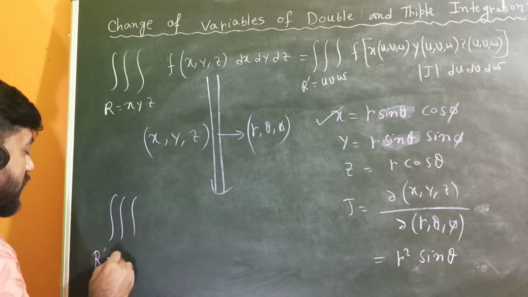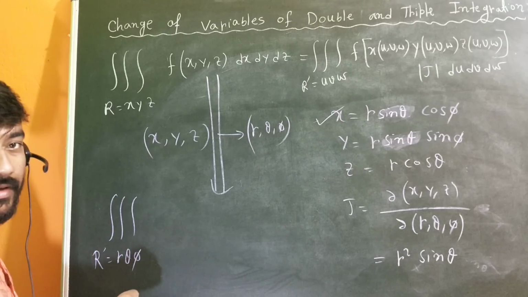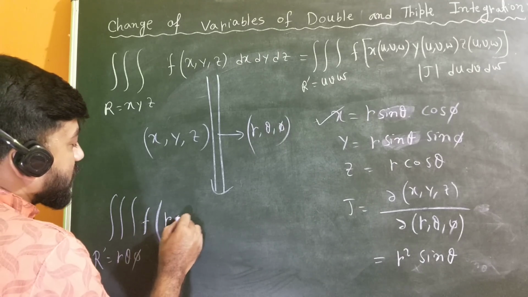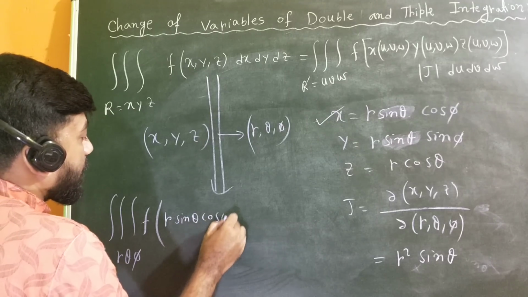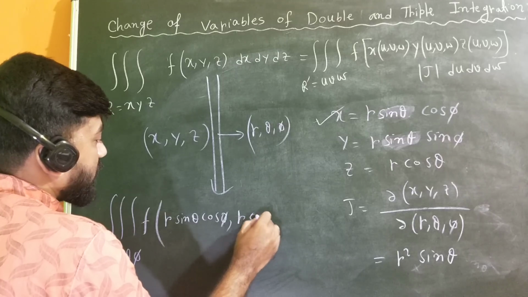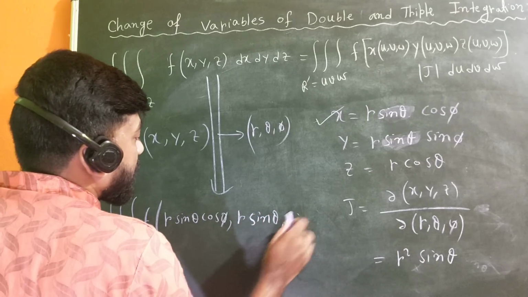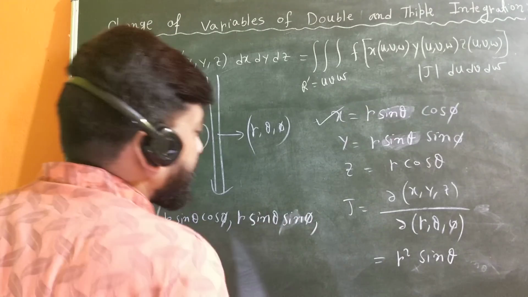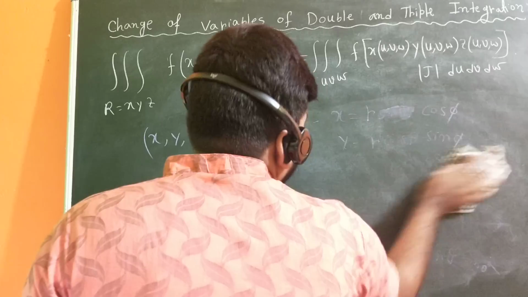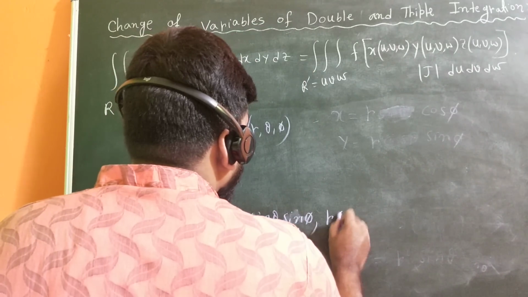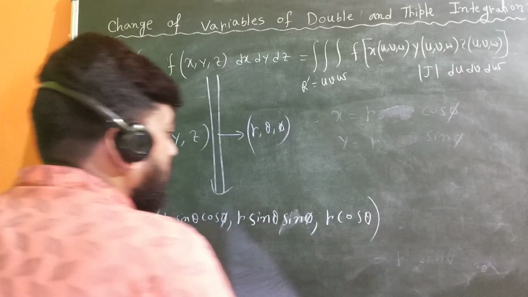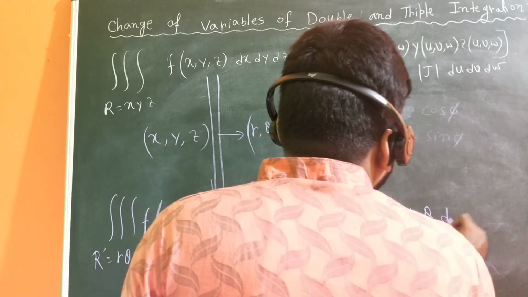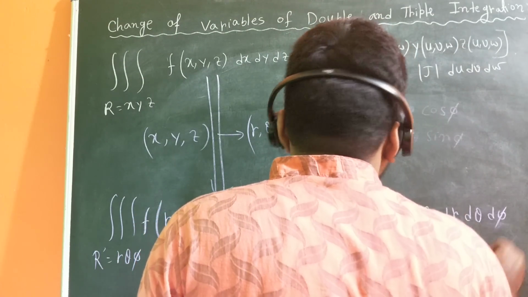You have the region R dash is equal to actually r theta phi. Okay, and at the same time you have f, that is equal to x means what? r sin theta cos phi, and y means r sin theta sin phi, and z means r cos theta. Okay, and if you have Jacobian, that is r square sin theta, and then you have just dr d theta d phi. So this will be the conversion.